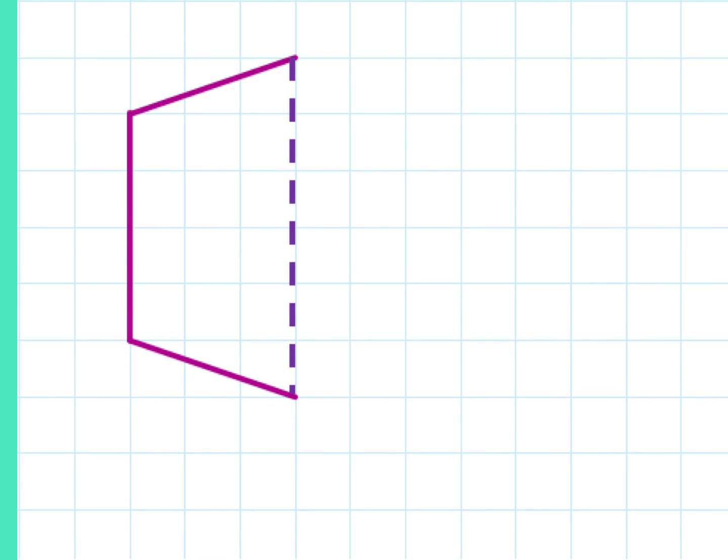Let's try one more. Let's use the line of symmetry, represented by the dashed line, to complete the figure. We can see here that the first vertex is 1, 2, 3 squares from the line of symmetry. We need to double this, 3 times 2 is 6, to complete the figure. So we need to go 1, 2, 3. Using this vertex, we can see also that it's 3 units wide. So we need to double this to make it 6 units wide. So 1, 2, 3 makes 6 in total units wide.